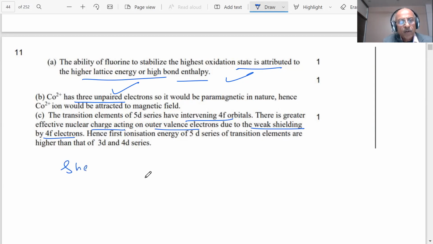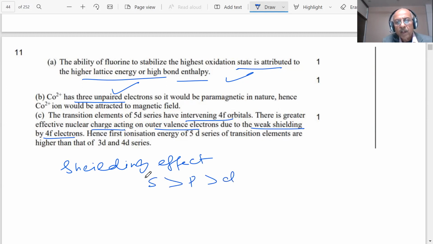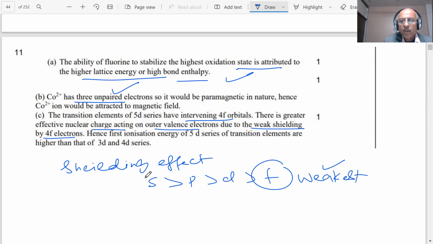You know the shielding is poorest for the f. If you are knowing the shielding effect, the s has more shielding than p, which has more than d, and f is the poorest. So the shielding is very, very weakest in the f orbital. So when the 4f is involved, the shielding becomes weak.